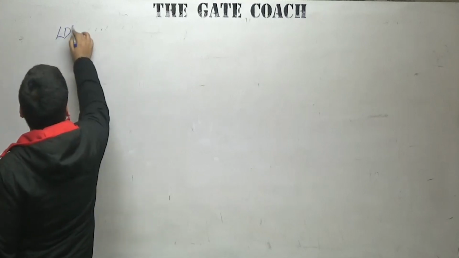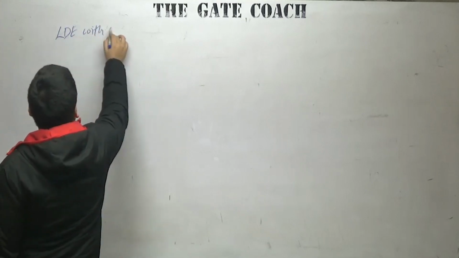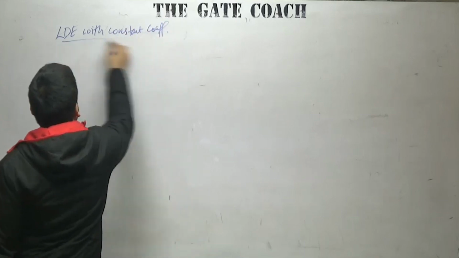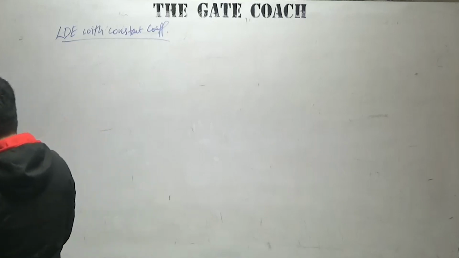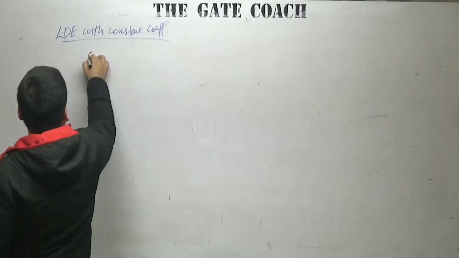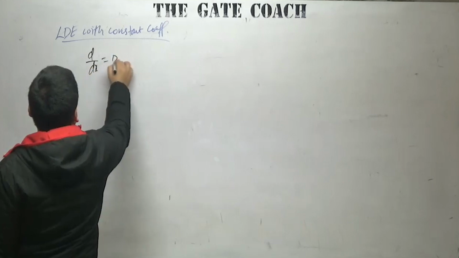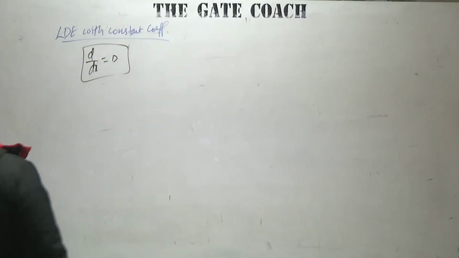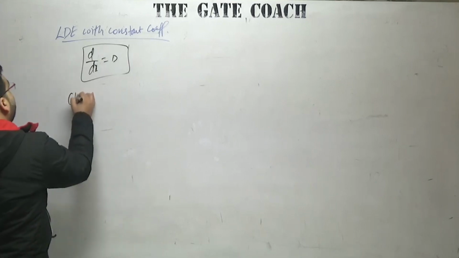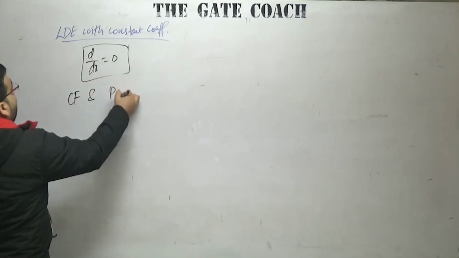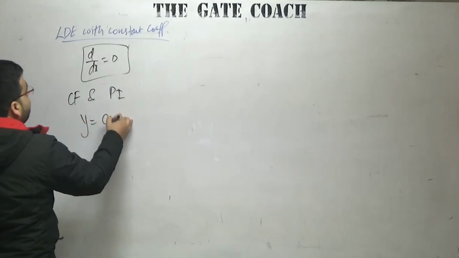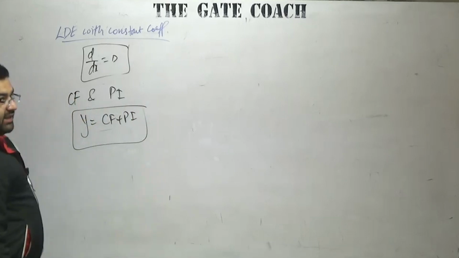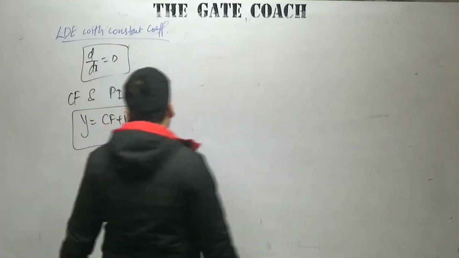Linear differential equations with constant coefficients, in which we put d by dx is equal to D, if you remember. Clear? So for that, we first of all find the complementary function and the particular integral, and y becomes equal to CF plus PI. And how to find the CF, how to find this PI is important.